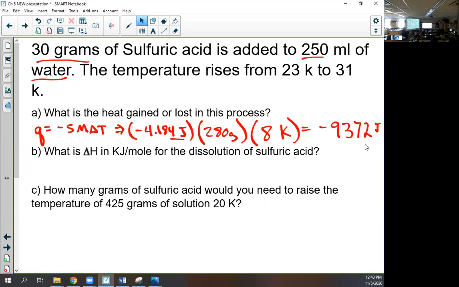Okay, now we need to be careful here. If you write negative 9372, they're going to mark it wrong, which is annoying. And I know it's annoying. And you're going to say, you just lied to me. Well, get used to it. This is the problem. What does this question ask you?